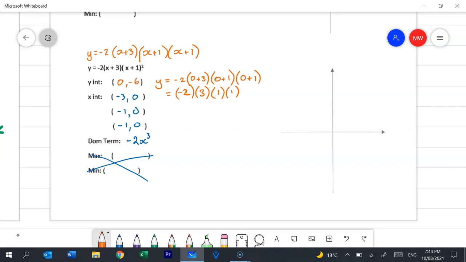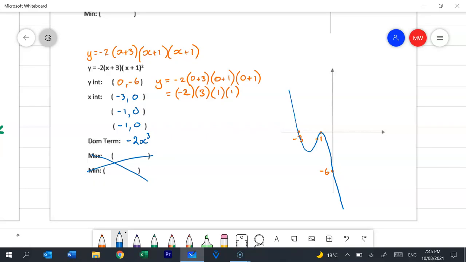Mark it on. We've got a y-intercept at minus 6, and we've got intercepts at minus 1 and at minus 3. And remember, this curve's coming down, so it's going to come down, turn, kiss minus 1, then cruise back down through minus 6. And we've drawn that one as well.